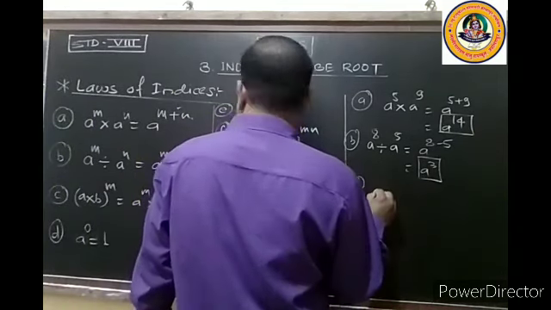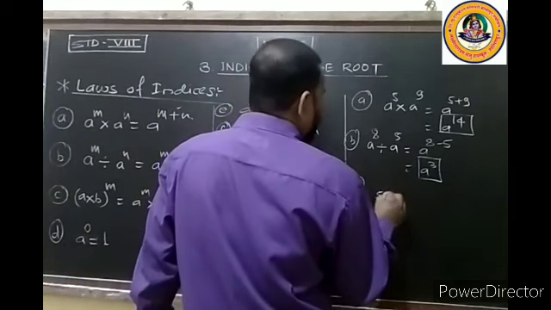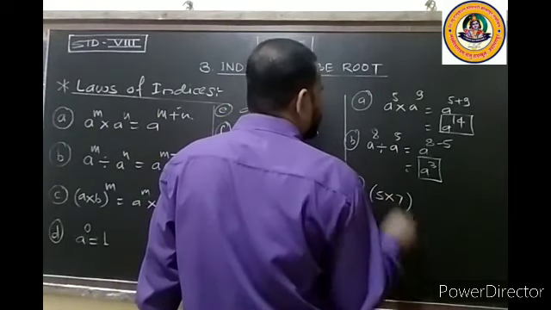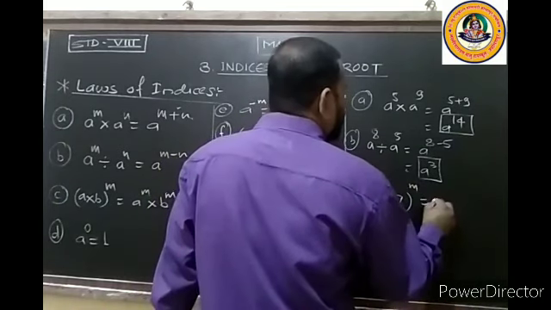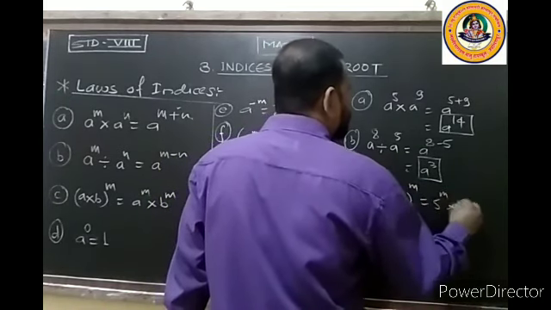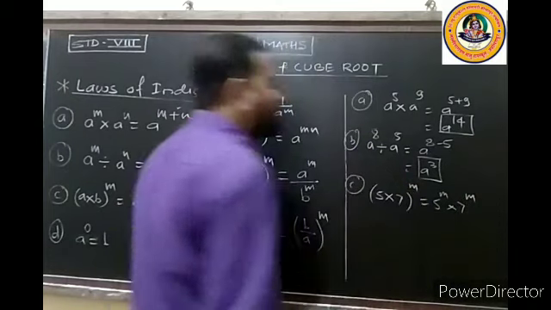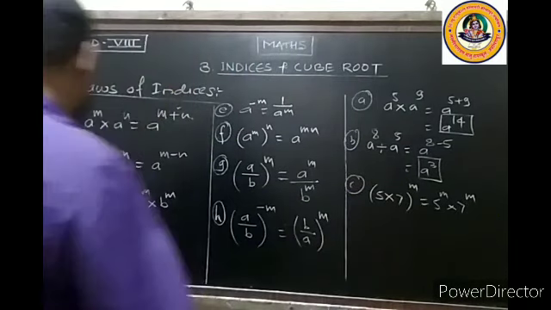What is the example? We take 5 into 7 raised to m. That means 5 raised to m into 7 raised to m. That means separation of their indices.